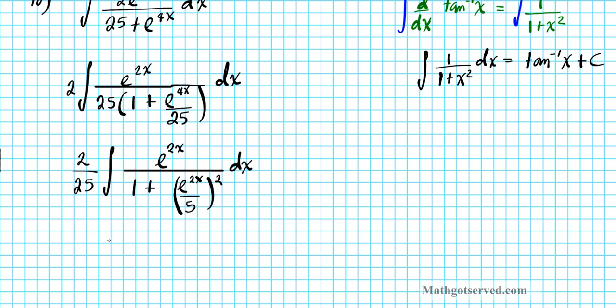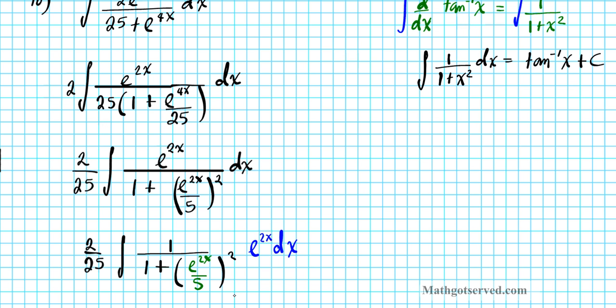All right, so let me set it up in such a way that you can see it. So I'm going to write this as 2 over 25 times the integral of 1 over 1 plus e to the 2x over 5 raised to the second power. Now this e to the 2x dx, I'll put it to the side here, times e to the 2x dx.